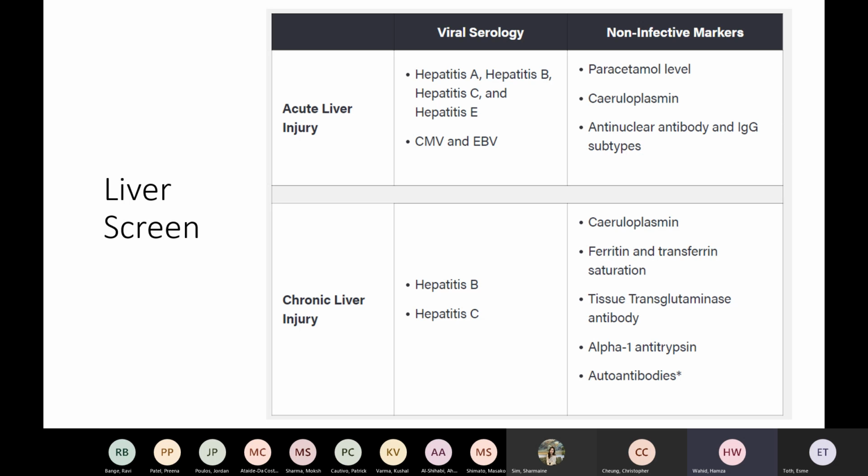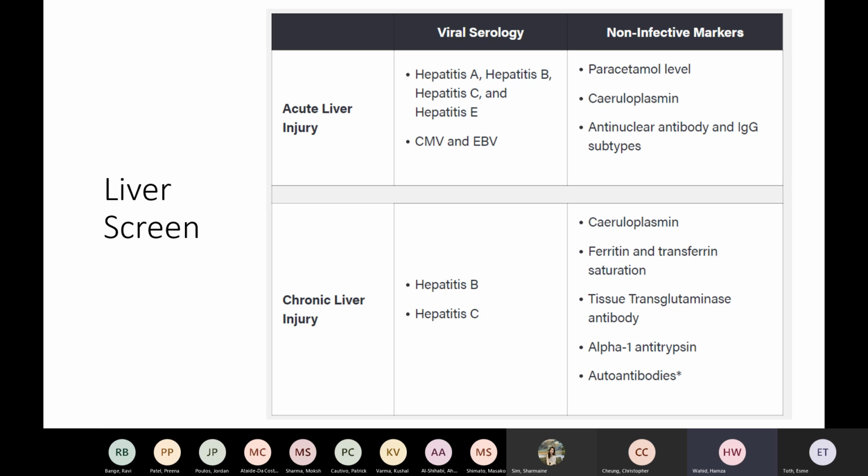ceruloplasmin. Anyone know what that is a test for? Don't worry, I didn't either. Ceruloplasmin is for Wilson's disease, which is too much copper everywhere in the body. ANA antibodies are typically associated with things like lupus and other autoimmune conditions. And then for chronic stuff, again, we have ceruloplasmin and anemia.